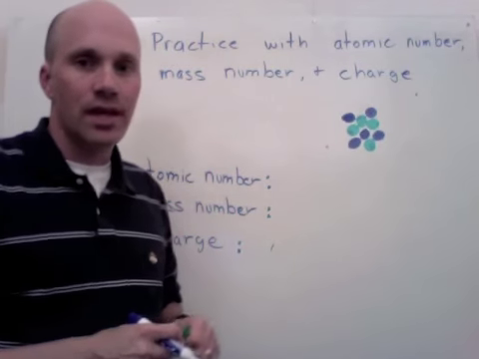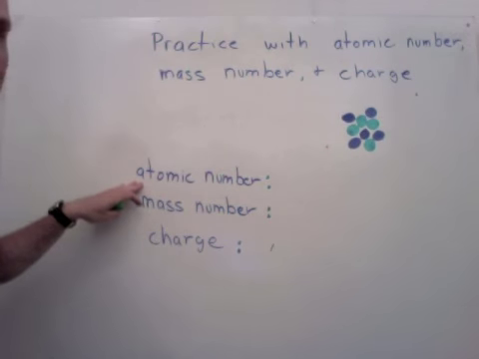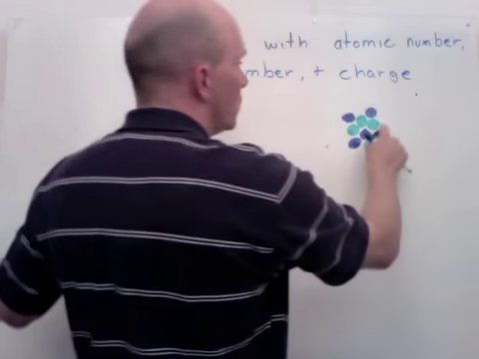Okay, so let's try this atom right here. So for the atomic number, it's just the number of protons. 1, 2, 3, 4.